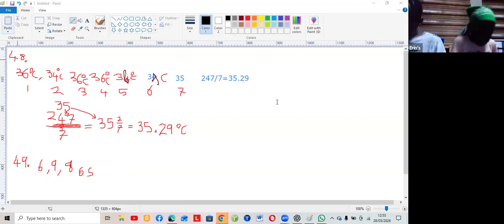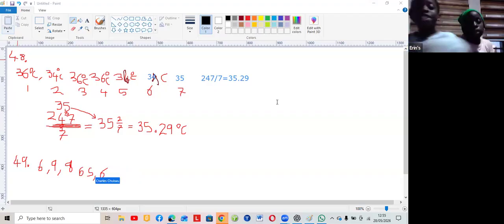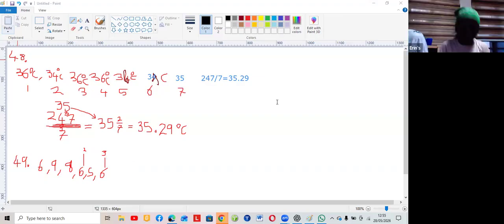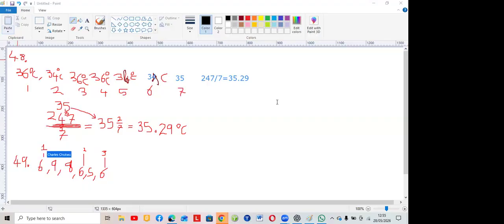Sorry, sir. It says find the mode. And the mode is 6. Yes, you're right. The mode is 6. 6 occurs 3 times. So yes, the mode is 6. Easy peasy. Okay. So the last but not the least, number 50.